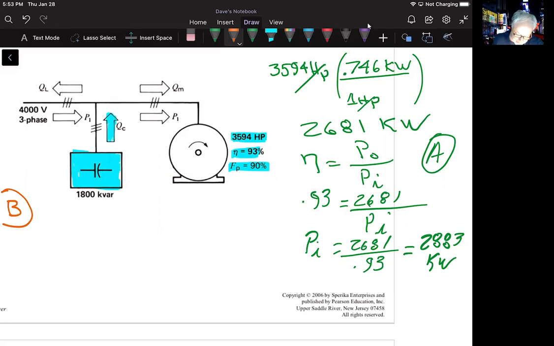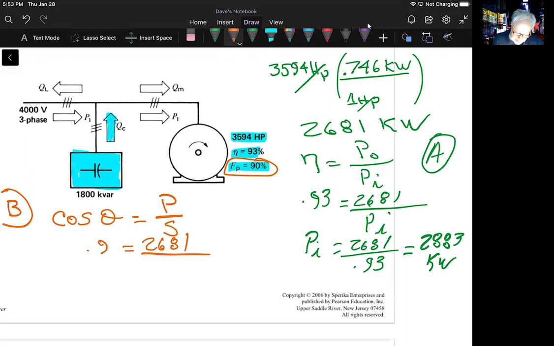relationships that we have in terms of this, which says the power factor, or the cosine of the angle between the voltage and the current, is this. We know what the power factor is. It's given to us in the problem as 90%. So this is 0.9. The power that is associated, or the active power associated with this, is 2681.